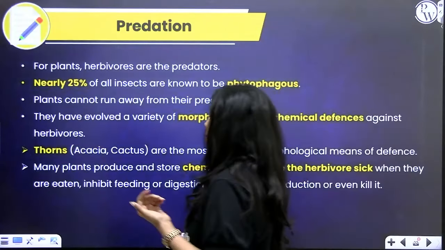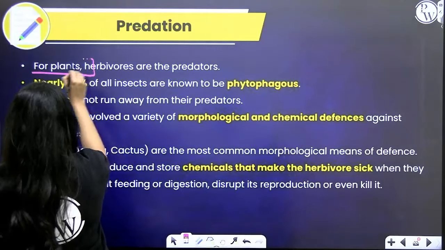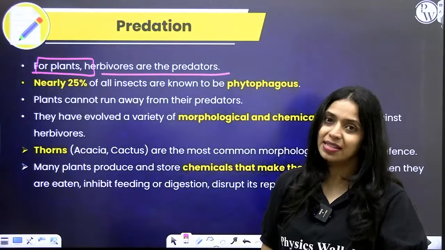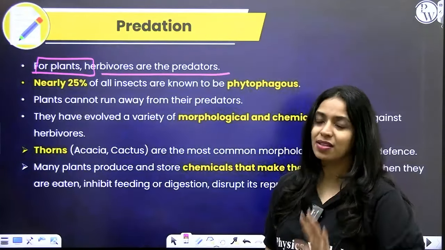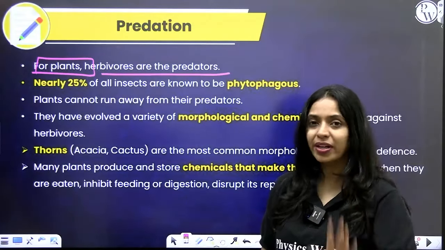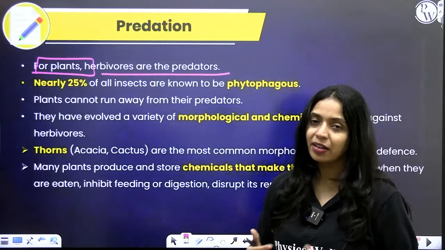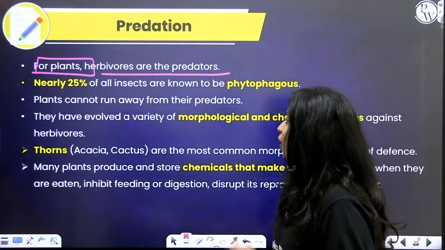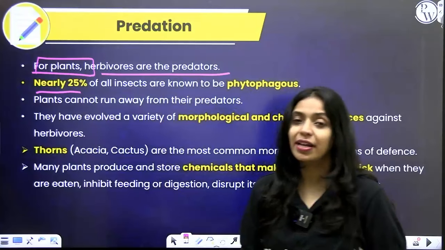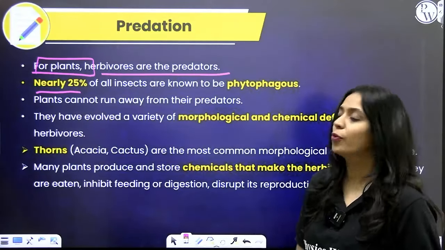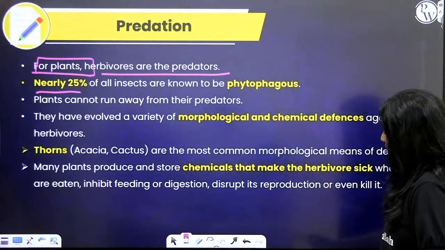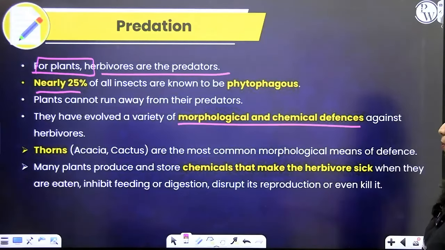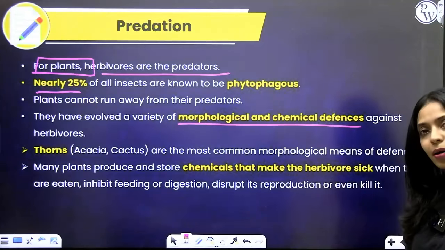Now, talking about plants, if herbivores are feeding on plants, that means herbivores are the predators and the plants are the prey. At least animals, they can run away and escape. A deer can run away from a tiger and escape, but plants can't even move. So they are very badly affected. Also, about 25% of the insects depend on plants for food. And even plants have evolved several morphological and chemical defenses against their predators, similar to animals.